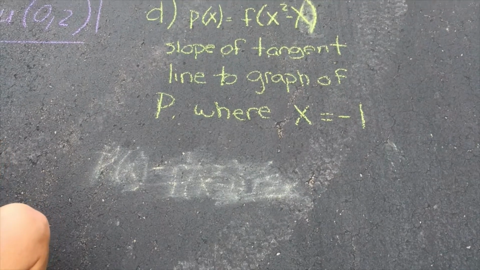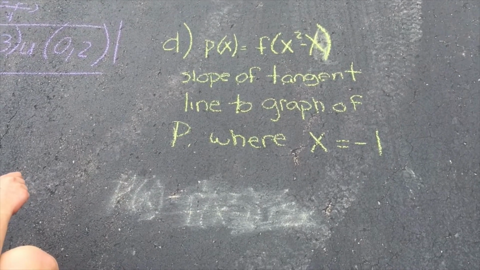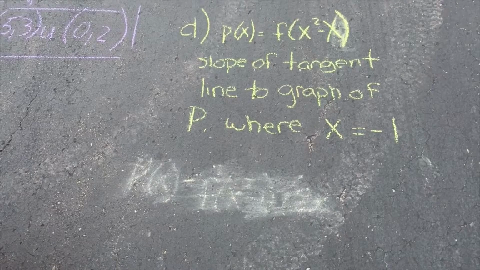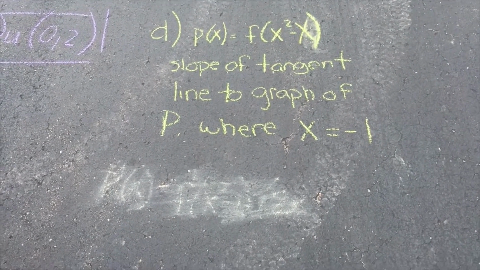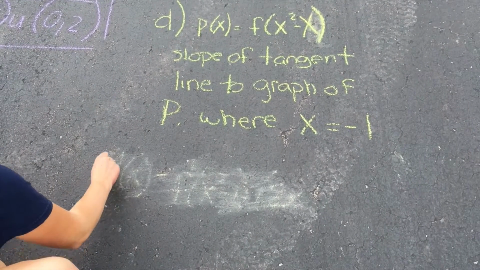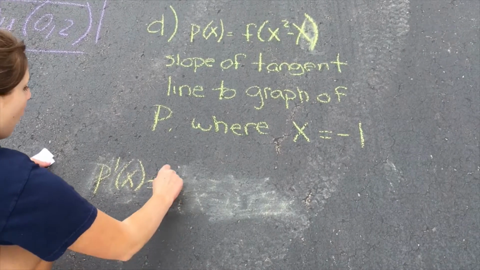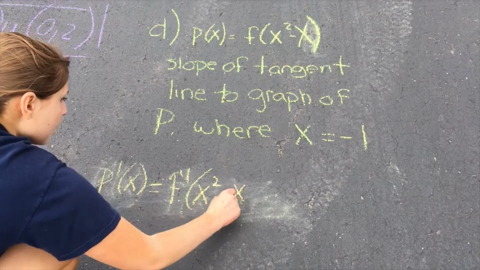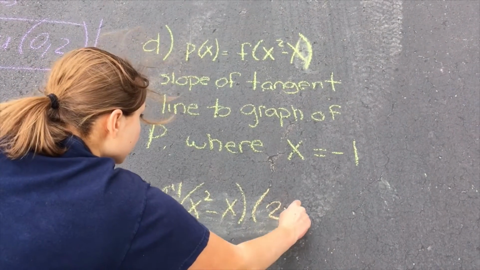Part D of the question gives us that p of x is equal to f of x squared minus x, and asks us to find the slope of the tangent line to the graph of p where x is equal to -1. And as we know, the slope of the tangent line is also known as the derivative. So we're going to find the derivative of p of x. So p prime of x is equal to f prime of x squared minus x, and using the chain rule, multiply that by 2x minus 1.